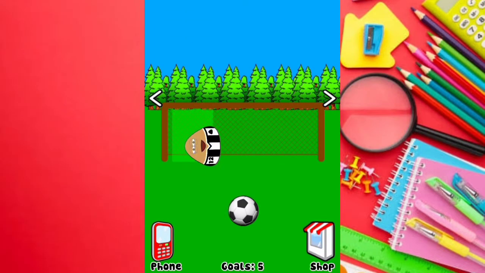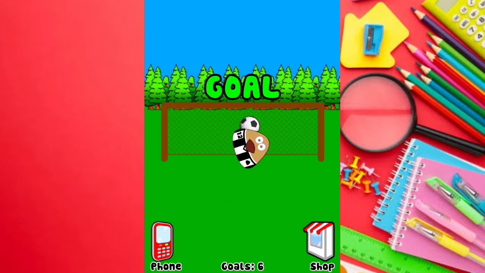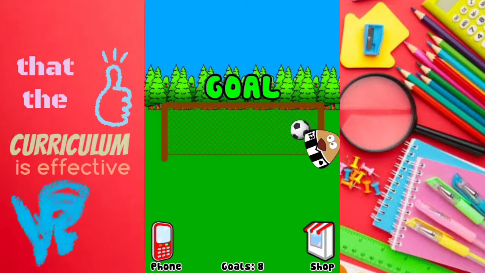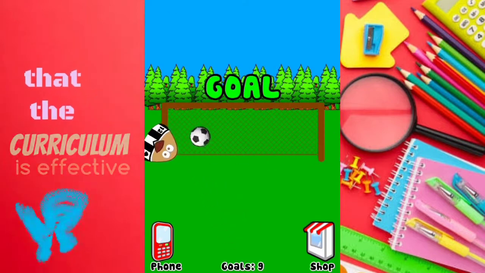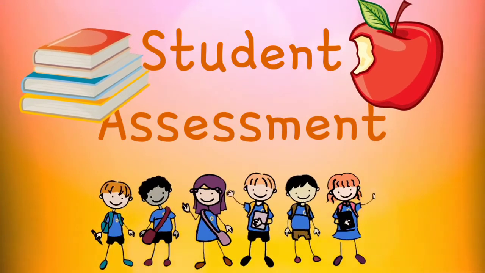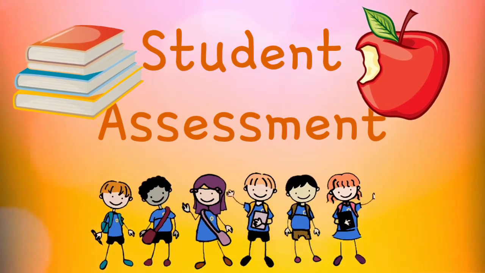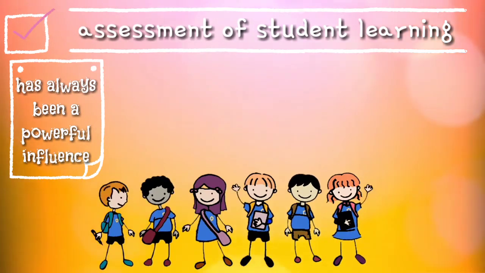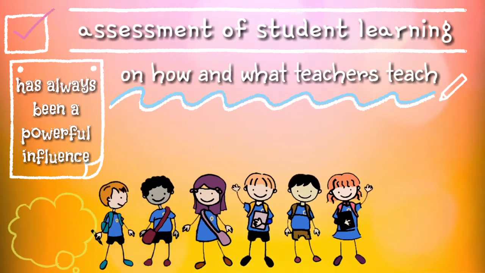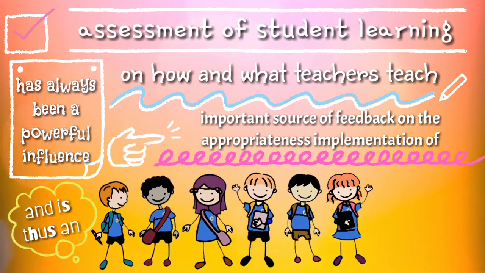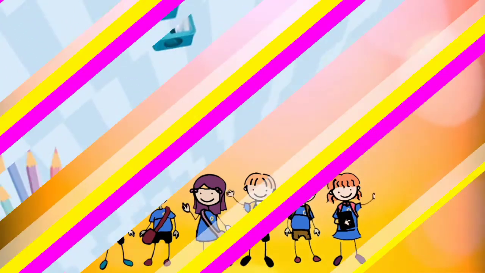The ultimate goal of curriculum evaluation is to ensure that the curriculum is effective in promoting improved quality of student learning. Student assessment therefore connotes assessment of student learning. Assessment of student learning has always been a powerful influence on how and what teachers teach and is thus an important source of feedback on the appropriateness of the implementation of curriculum content.